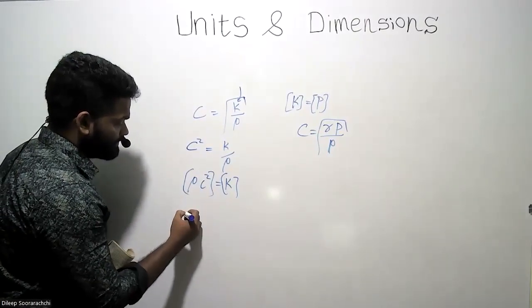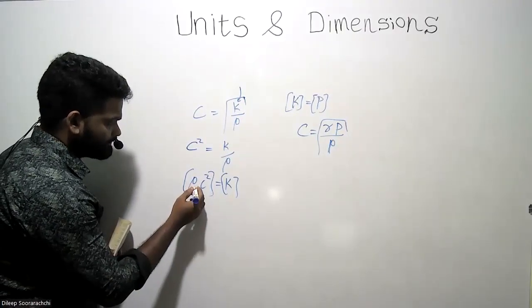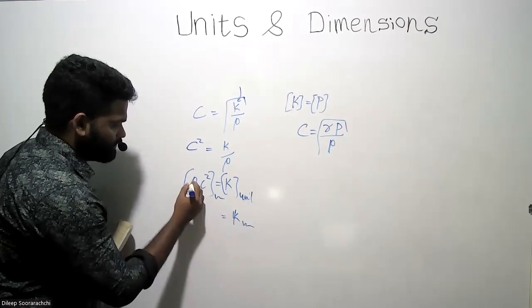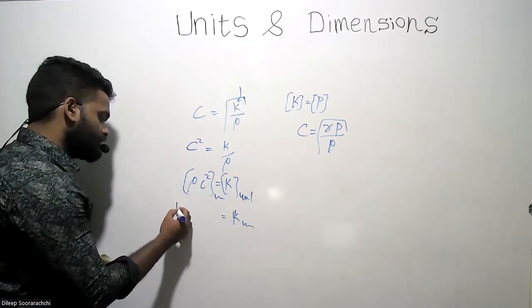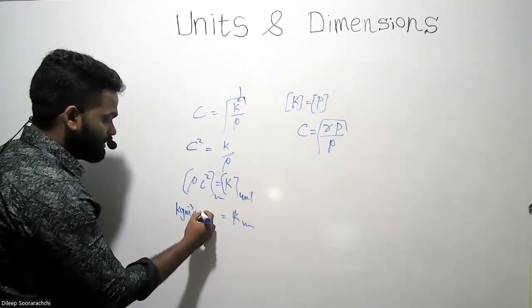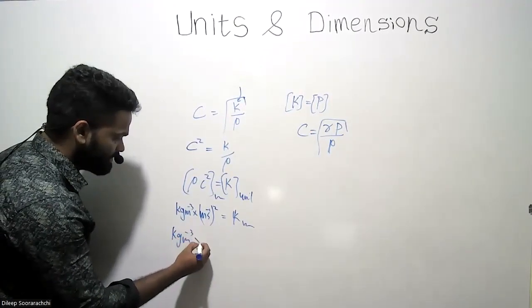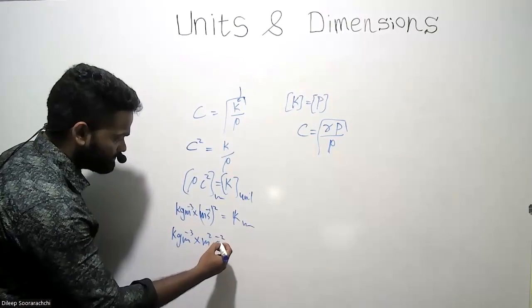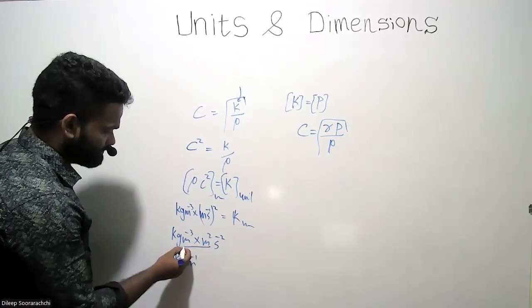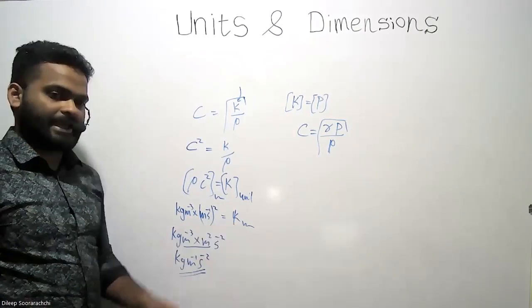What they ask is units, so I'll just go with units. Units of rho: rho means density, and the units of density is kilograms per cubic meter. C is speed or velocity, so its units are meters per second, squared. So this is kilograms per cubic meter times meters squared per second squared. If you simplify this, it's kilograms per meter per square second. So these are the units of K.